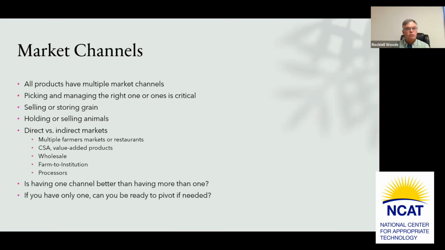Do you sell your grain or do you store your grain? That's a way to control that market channel. Do you hold your animals, or do you sell your animals now? Do you send them to the feedlot, or do you raise them a little more and then send them to the feedlot, or sell them directly? Or do you?